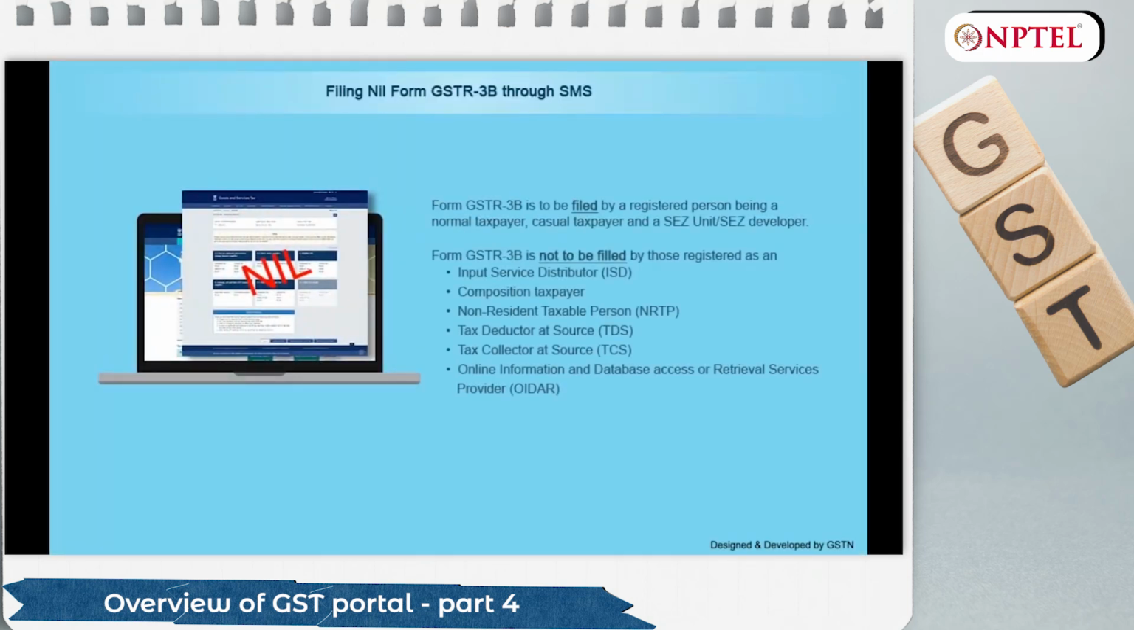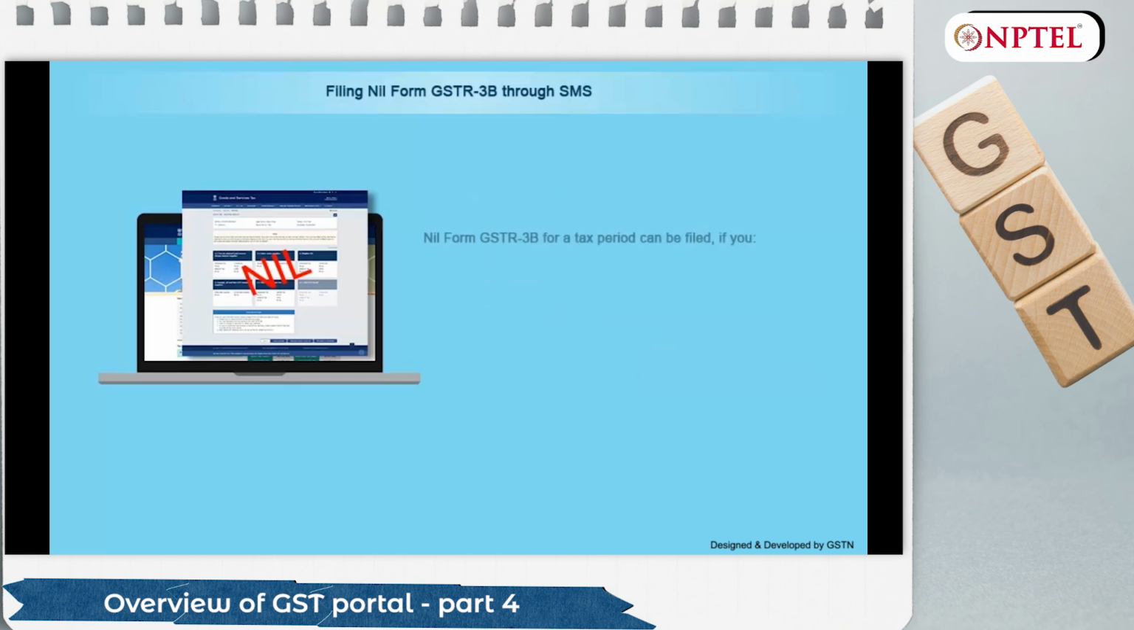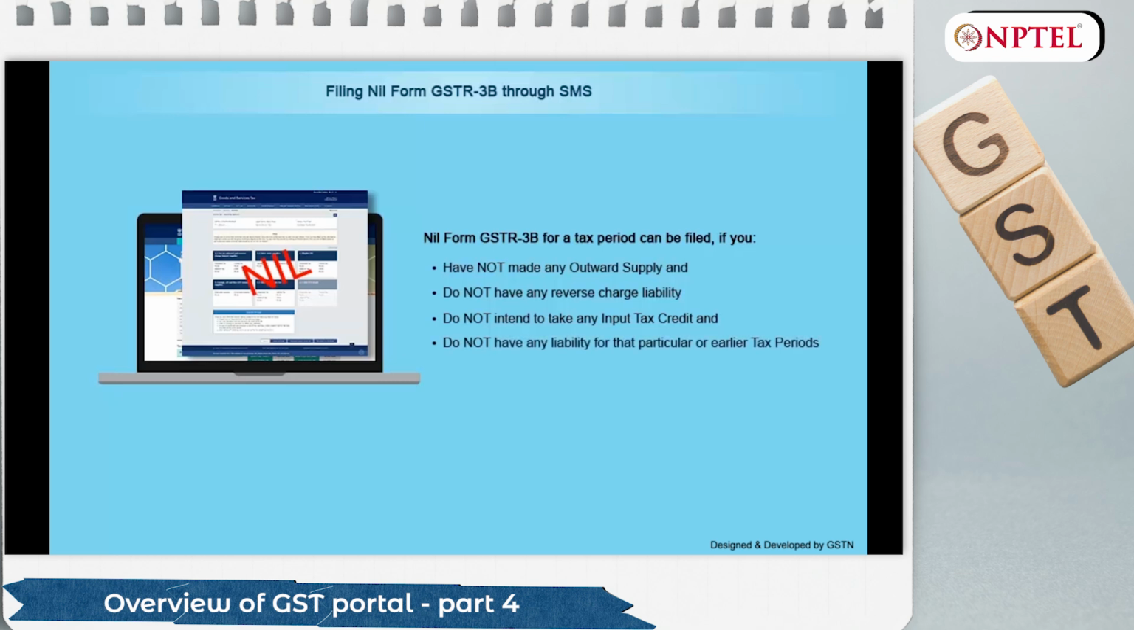Form GSTR-3B is a simplified summary return by a normal taxpayer to declare GST-related liabilities for a tax period. In case you do not have any outward supply, do not have any reverse charge liability, do not intend to take any input tax credit in the current tax period, and do not have any pending tax liability of previous period tax, interest or late fee, you must file nil Form GSTR-3B.